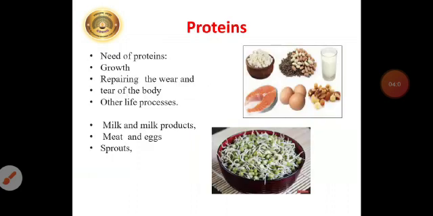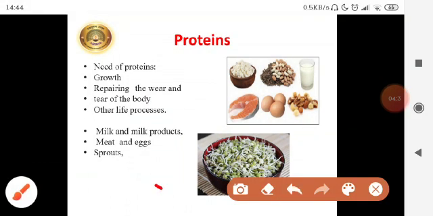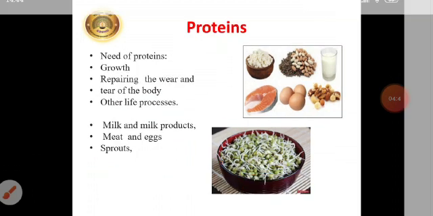Next nutrient is protein. Protein is body building food. We need protein for the purposes of growth, repairing the wear and tear of the body and for other life processes. We get proteins from milk and milk products, meat, eggs and sprouts. Here sprouts are given. These are sprouts. Students, your body is growing, so you must include protein-rich food in your diet.